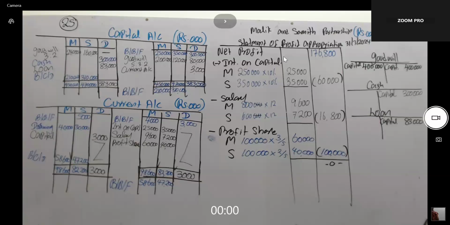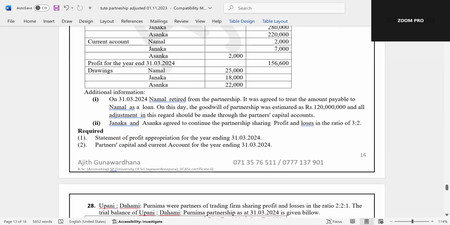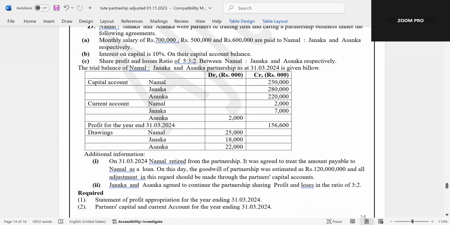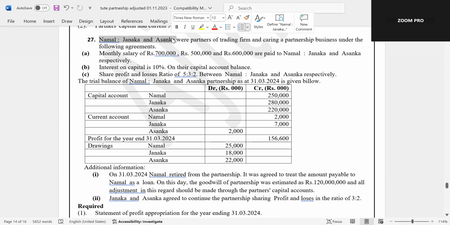Start question number 27. First, read carefully. First understand the figures well. Question number 27: Namal, Janaka and Asanka are partners in a trading firm sharing profit and loss, and an agreement is also given. Three partners: Namal, Janaka, Asanka.